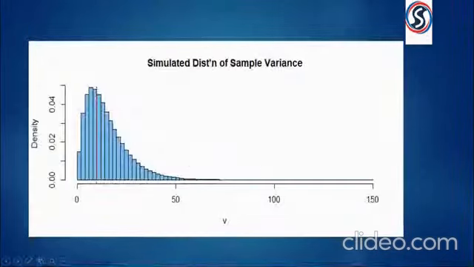Look at this graph. This is known as skewed data. This is the population data and this is the sample data, and the data is skewed over here. Here we are getting the mean.